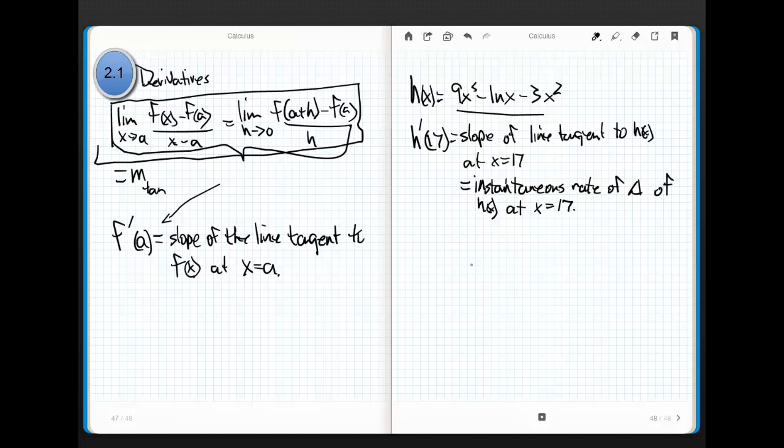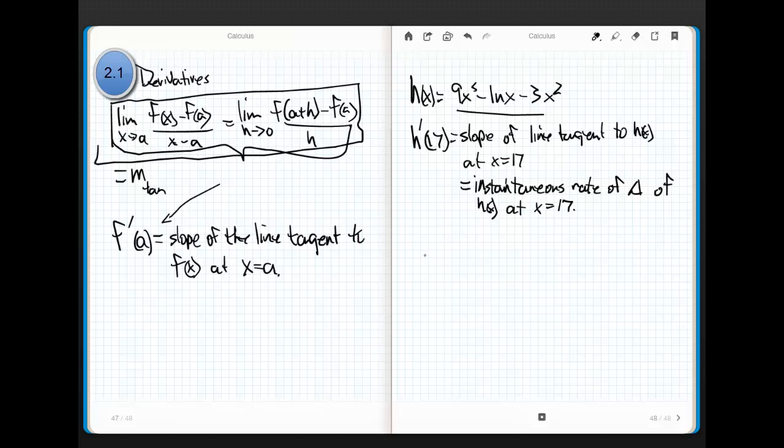So think about that in your brain. If you're looking at something and you're like, okay, what does h prime of 17 mean? Well, the first thing that should pop into your head is, oh, it's the slope of the line tangent to h at x equals 17. Oh, wait. But it's also the instantaneous rate of change of h at x equals 17. Oh, wait. It's also referred to as the derivative of h at 17. So all of those phrases, all of those terms are going to have to be interchangeable. You're going to have to be fluent.